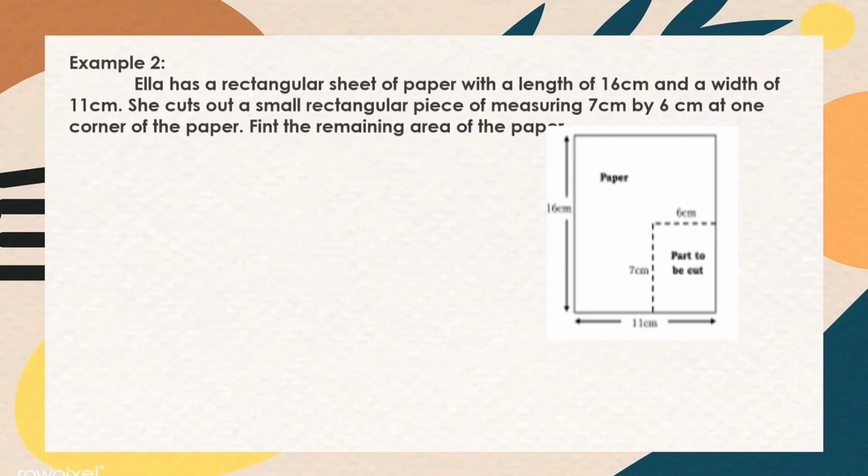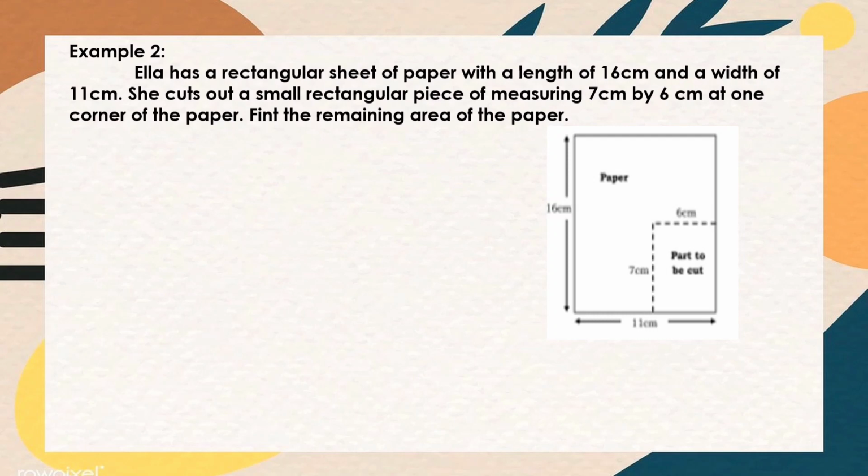So, let's have example number 2. Ella has a rectangular sheet of paper with a length of 16 cm and a width of 11 cm. She cuts out a small rectangular piece measuring 7 cm by 6 cm at one corner of the paper. Find the remaining area of the paper. Okay, so here is the figure of this problem.